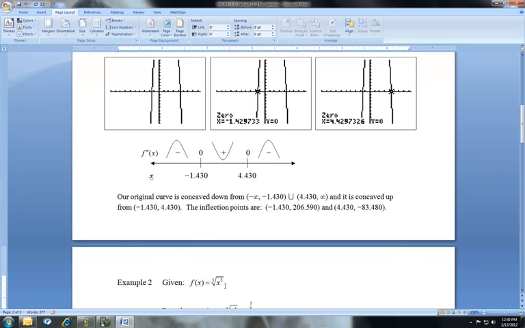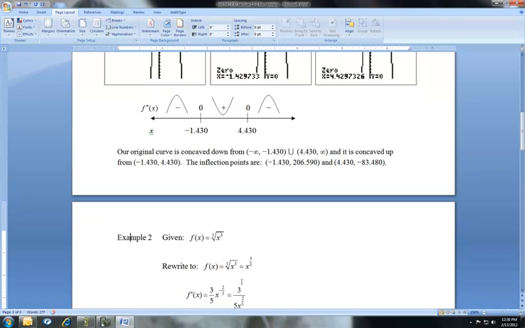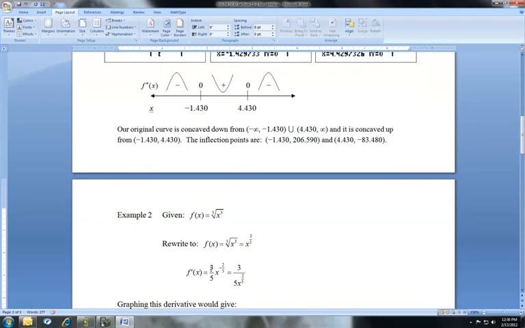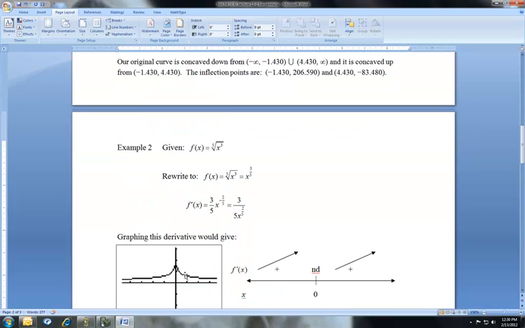Next example, I've got a radical. I have to rewrite this as x to the 3/5. So now when I get my derivative, my f prime would be 3/5 x to the -2/5. So either one of these, put it in your calculator, and you should get this picture.